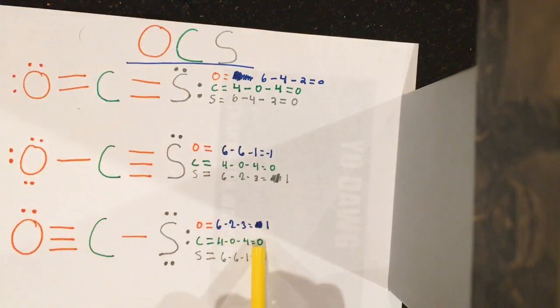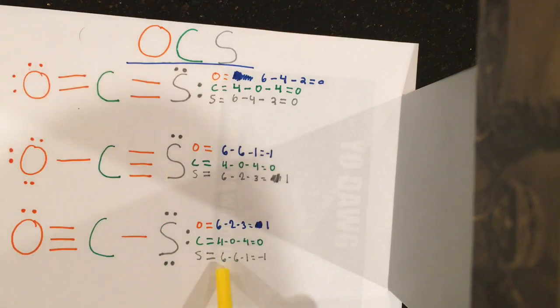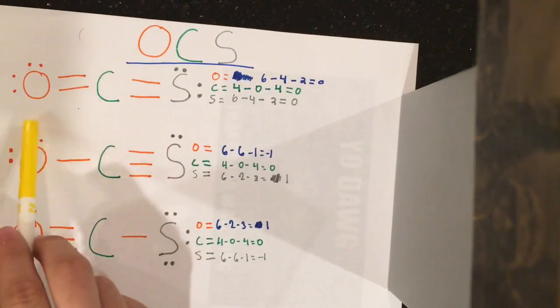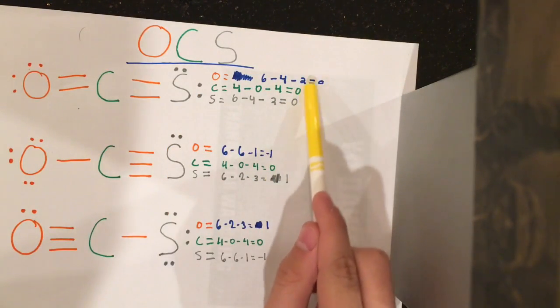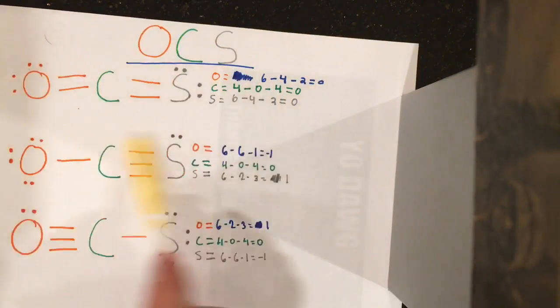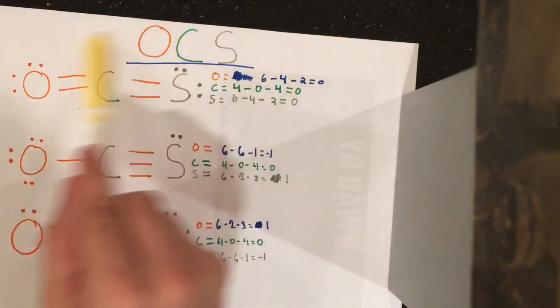Carbon's going to be the same every time, and then sulfur is going to have 6 valence electrons, minus 6 non-bonding, and then minus 1, which is going to equal -1. Now we have to look at the numbers that we've received, and it's pretty easy because we got one with all zeros, and that's the first one, and this OCS molecule is the most likely.